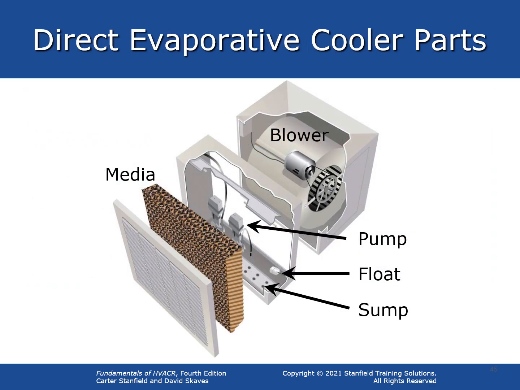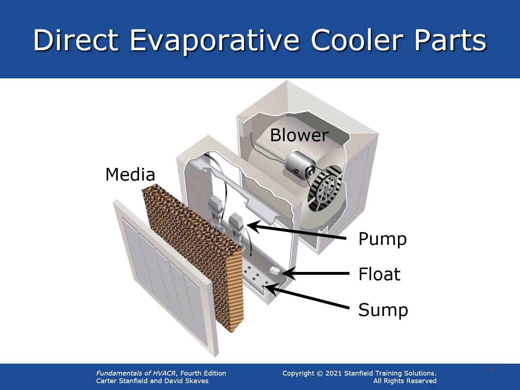Parts for a direct evaporative cooler include a sump to collect water, a pump to move the water, a float to control the water into the sump, media for the water to trickle over, and a blower to move air across it. The pump pumps the water from the sump at the bottom to the top of the media where it runs down the media. The blower moves air outside across the media into the house.